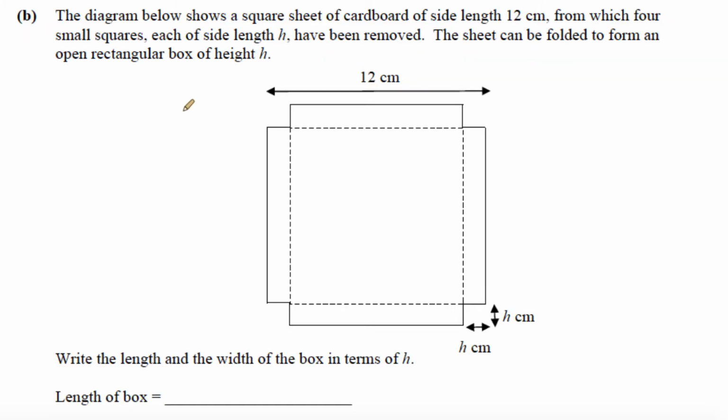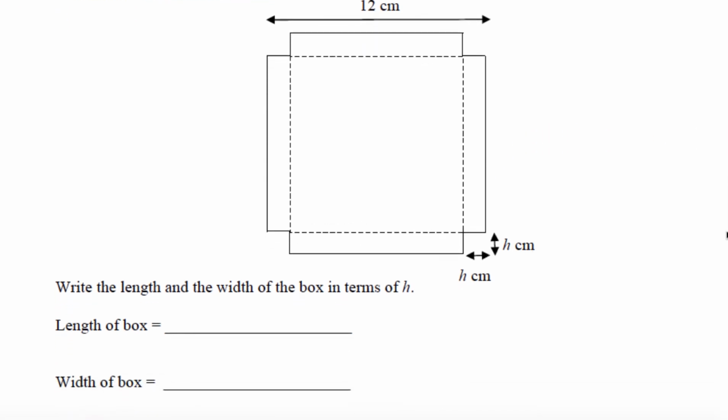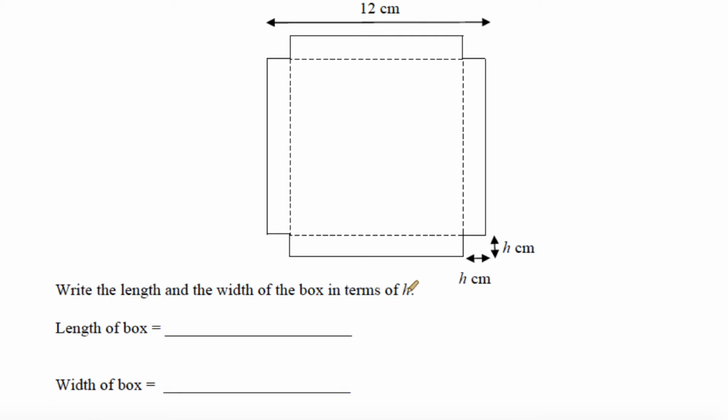Okay, part B. The diagram below shows a square sheet of cardboard of side length 12 centimeters. So here's a square sheet of cardboard, from which 4 small squares, each of side length h, have been removed. So the 4 corners there have been removed. They're little squares of length h, some variable we don't know. The sheet can be folded to form an open rectangular box of height h. So you can imagine folding these sides up, creating a box with no top, and the height of the box would be h, it would be h deep. Okay, it says write the length and the width of the box in terms of h.